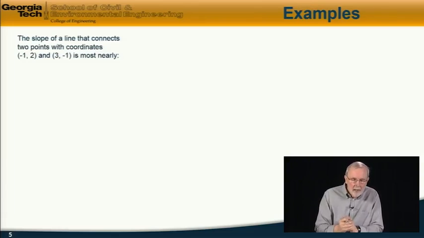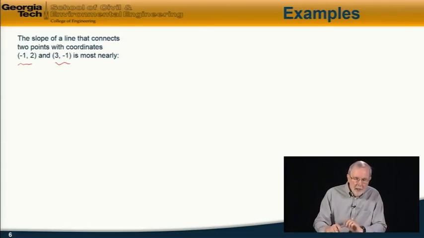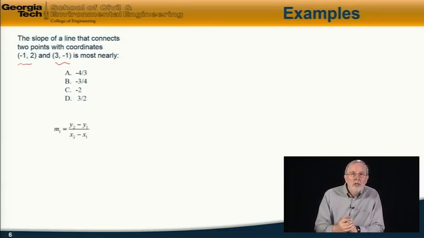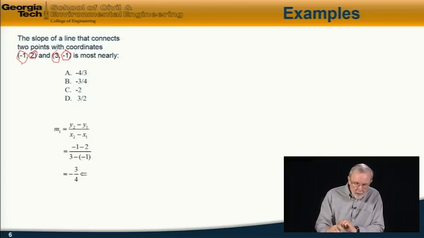So let's do an example on that. The question is, the slope of a line that connects 2 points with coordinates minus 1, 2 and 3, minus 1 is most nearly which of these alternatives? So we can compute the slope from this equation that we had on the previous slide, y2 minus y1 divided by x2 minus x1. So that is therefore equal to y2 is minus 1, y1 is 2, and in the denominator x2 is 3 and x1 is minus 1. So the slope is minus 3/4, and the answer is B.